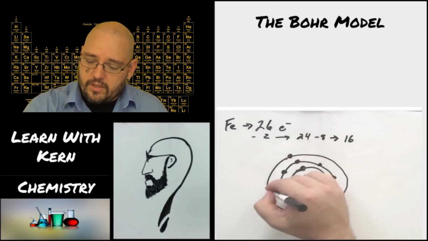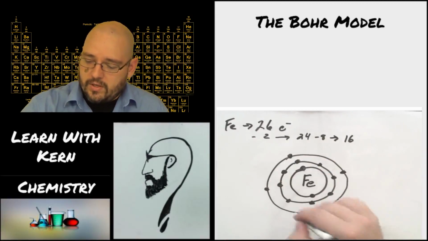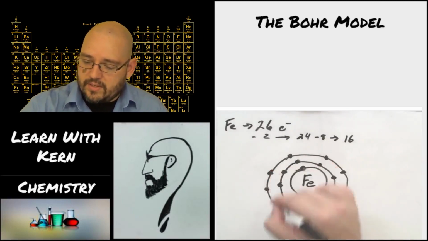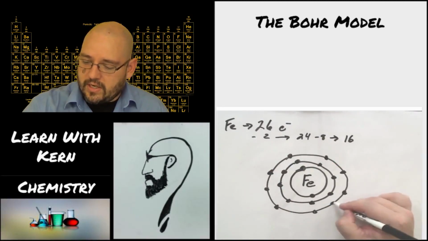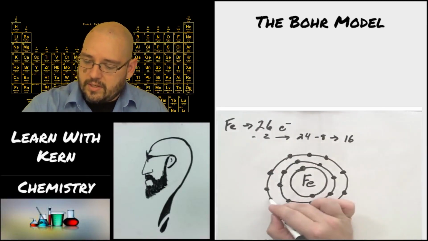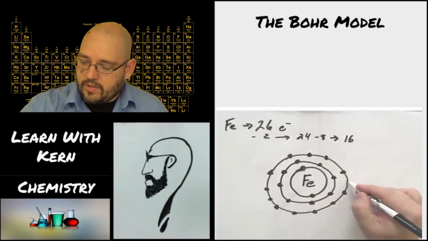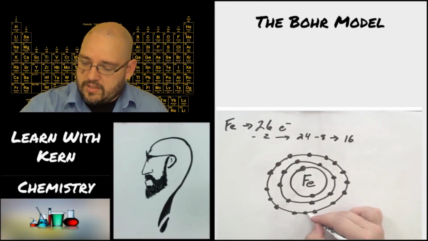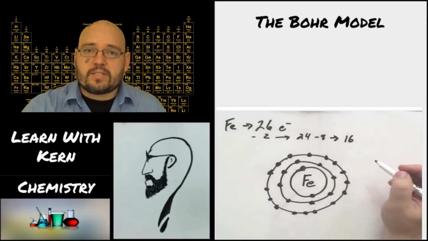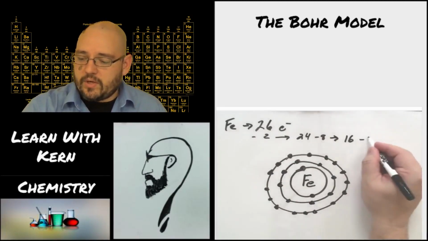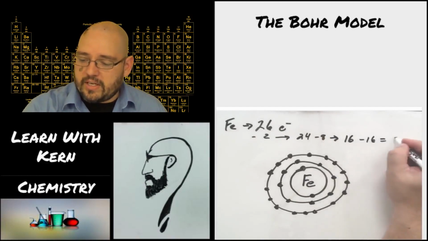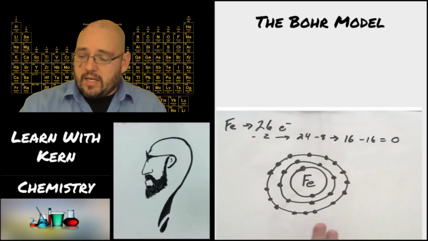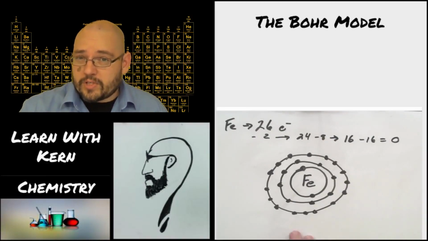So I have 1, 2, 3, 4, 5, 6, 7, 8, 9, 10, 11, 12, 13, 14, 15, 16. So I placed all 16 of them on there, and so I've used up all 16, so I now have 0 electrons left. So this is our Bohr model diagram. Now, this is not 100% accurate.